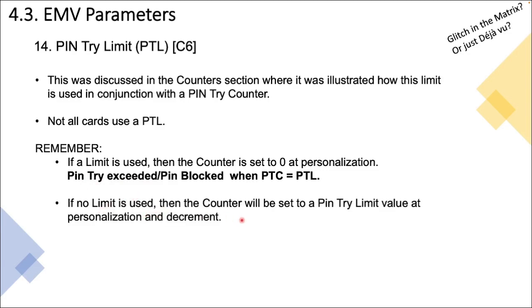If no limit is used, right? Remember we said that the counter will be set to a PIN try limit. For example, if business says, look, we want to allow customers to only have 3 attempts at the PIN. Because there's no PIN try limit to say, let's set a PIN try limit of 3, what we actually do is we set the counter value on issuance to 3. So that's its default state. And every time a customer enters it incorrectly, it will decrement from 3 to 2 to 1, etc. And we say PIN try exceeded or PIN blocked when, please excuse me, this is incorrect, when your PIN try counter equals 0. Okay, this is the error, so my apologies for that.